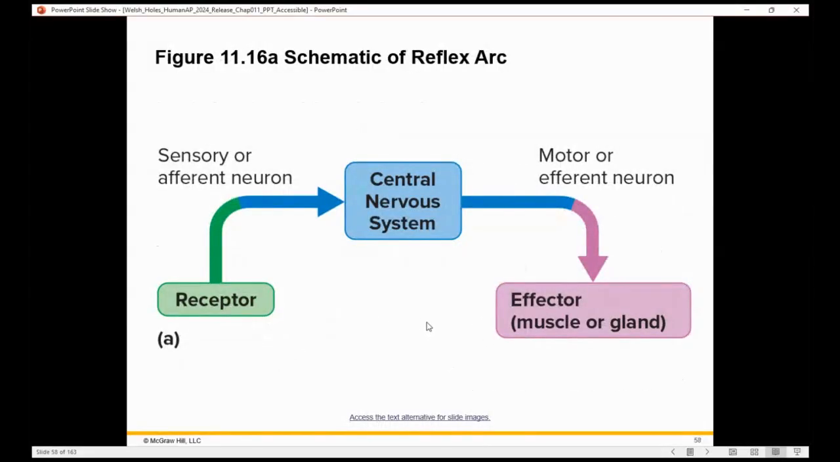Okay, and this figure shows you that schematic of a reflex arc. You have a receptor, and so you have a sensory, or also called afferent neuron, which comes into the central nervous system and then goes back out through the motor or efferent neuron to the effector. And the effector is the thing that responds, like a muscle or a gland.